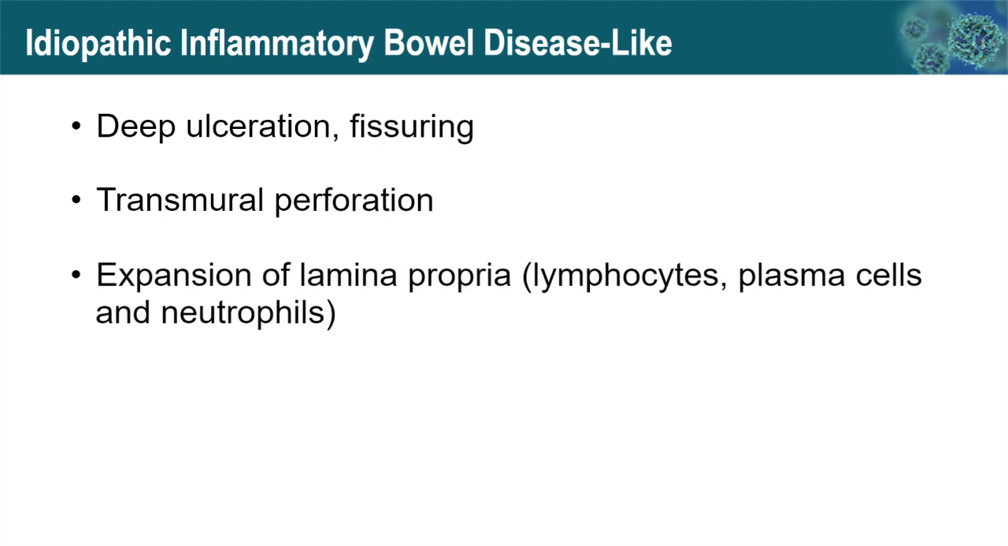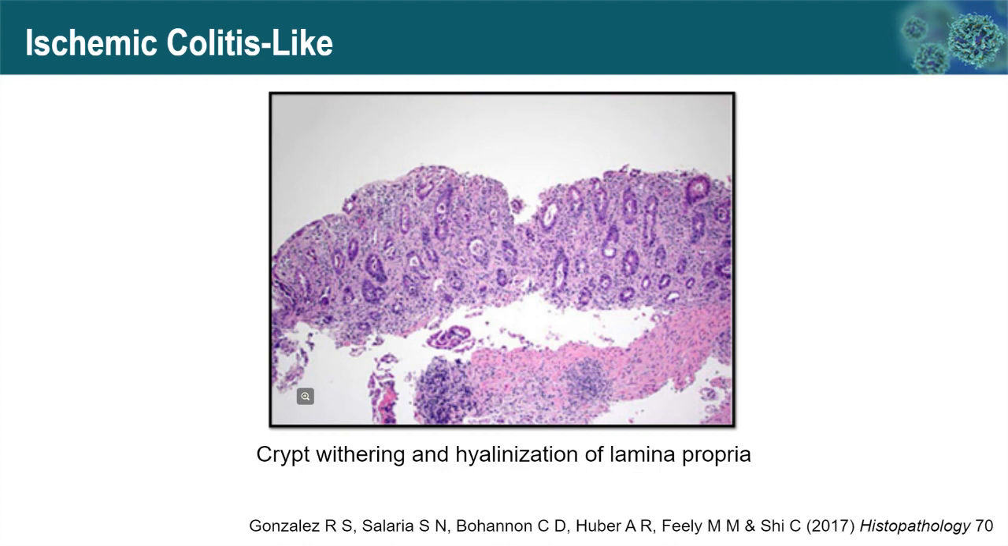Histologically, we notice expansion of lamina propria by both acute and chronic inflammatory cells, such as lymphocytes, plasma cells, and neutrophils. And very rarely, granuloma formation has also been noted in patients with immune checkpoint inhibitor mediated colonic injury. One of the not very frequently observed patterns of injury is an ischemic colitis-like pattern of injury, where we typically see withering of the surface crypts and hyalinization of the lamina propria, as is noted in this example.